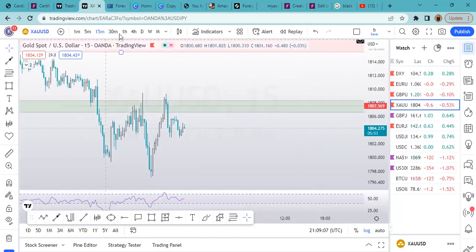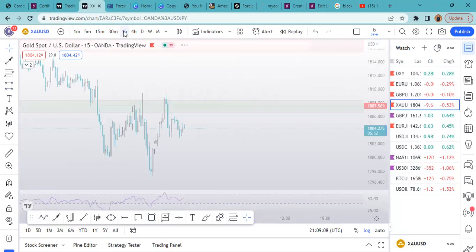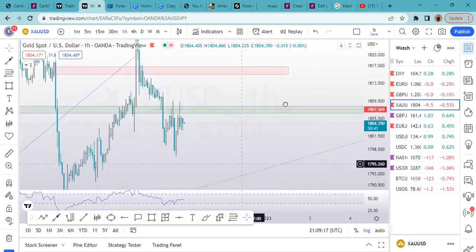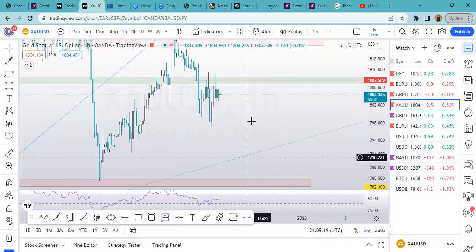I'm expecting a sell from gold, actually. I'm expecting gold to sell to this 4-hour trend line.